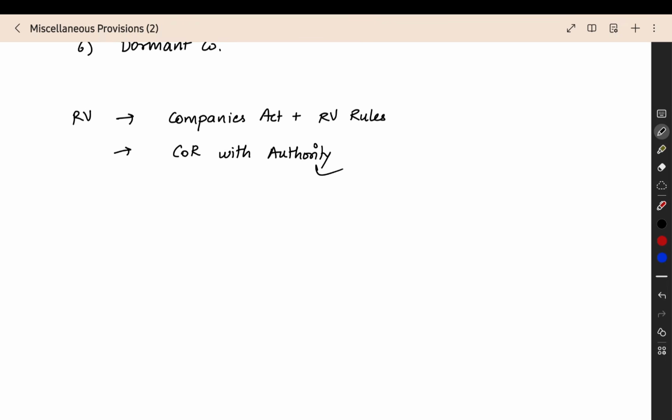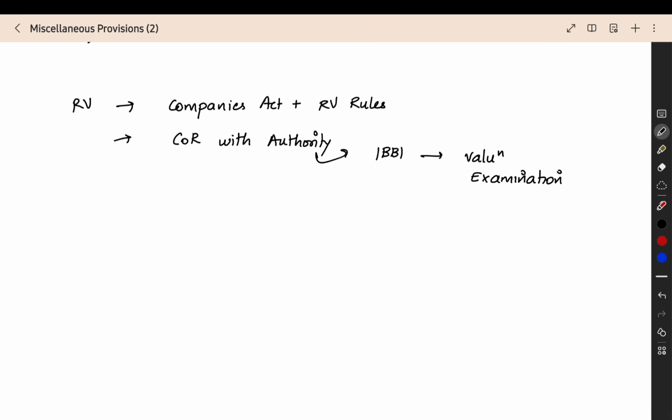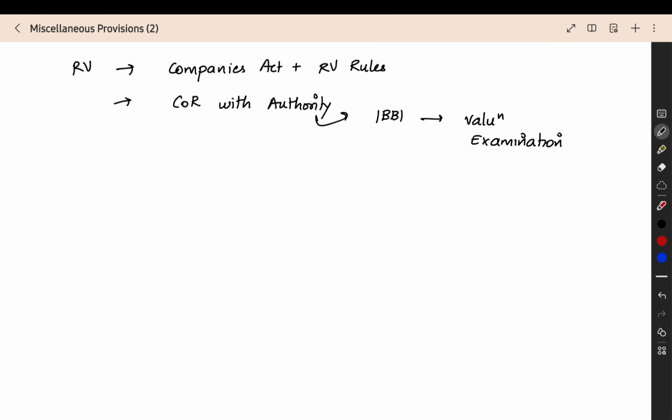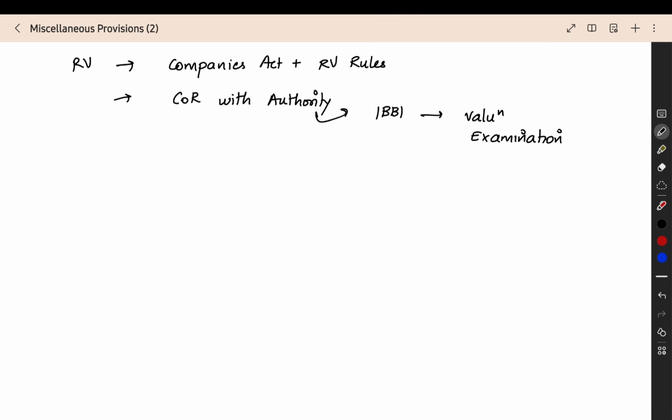Here, who is the authority? Insolvency and Bankruptcy Board of India. This is the authority for the registered valuer and this is the authority which will conduct the valuation examination. So this is the valuation examination which is conducted by IBBI. You have to pass that, only after that you can become a valuer.